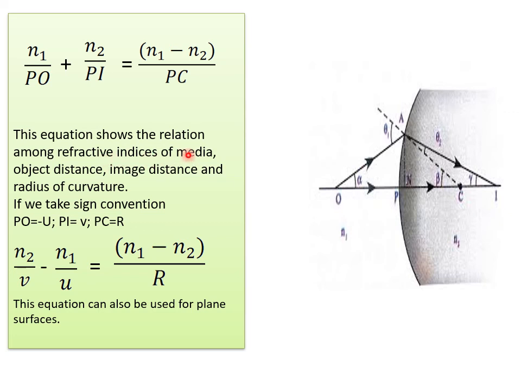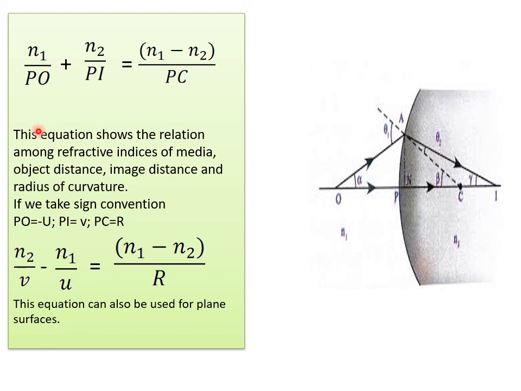And this equation shows the relation among refractive indices of the media, object distance, image distance and the radius of curvature. If we take sign conventions, PO is equal to minus U, PO is object distance. We know that object distance will always be negative, and PI is image distance, that is taken as positive. Next, you have to remember the rules here. PC is also positive.